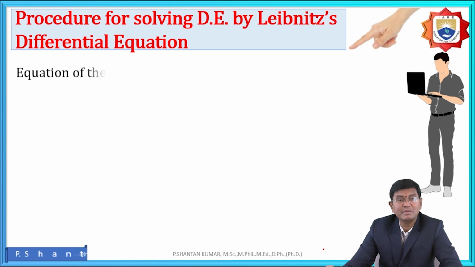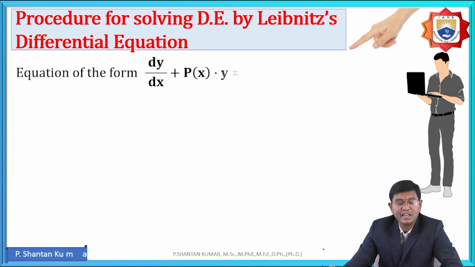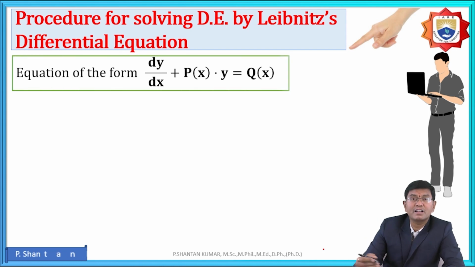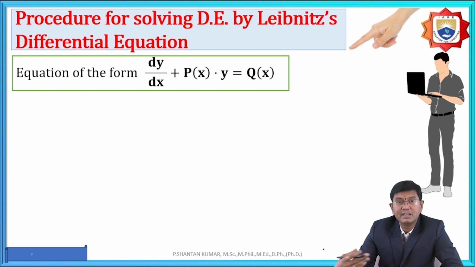And here, what is the Leibniz working rule? For example, the equation is dy by dx plus py is equal to q. This is according to type 1. And whatever we are following for type 1, type 2 is also the same, but only I am replacing y to x.